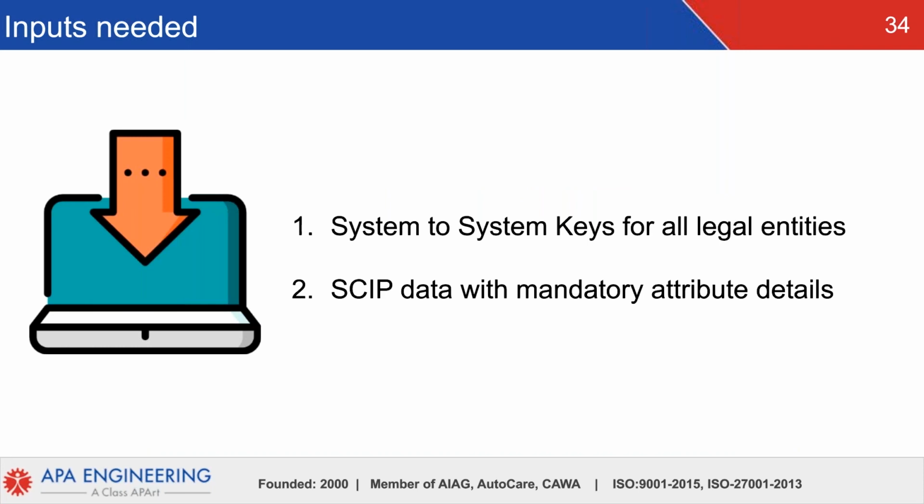All that GreenCheck requires is the SCIP system to system keys, which the company can request from ECA. Secondly, the mandatory attribute details in any form, maybe in text, Excel, Word, etc.